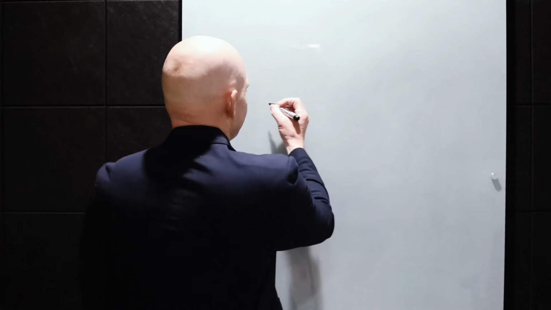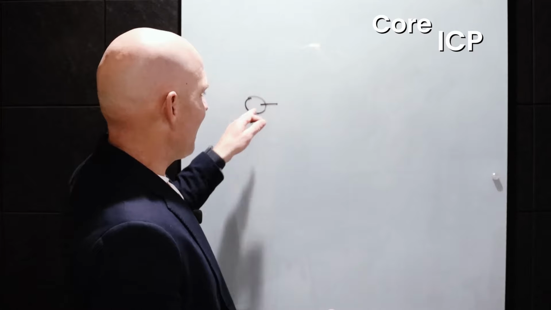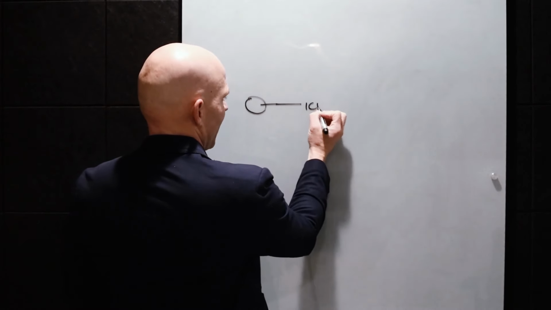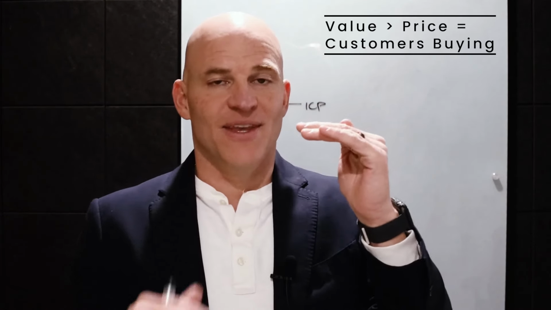I'm going to draw a bullseye here. This circle right here represents the core ICP of your business, right? This is your ICP. This customer right here is someone who understands your value proposition and they're willing to pay for it. That's very important to understand. Somebody could understand your value proposition, it could be very clear, but they're not willing to pay for it. Or somebody may have the money and the means to buy your products and services, but they just don't get the value prop. Remember, when value exceeds price, customers buy. When price exceeds value, customers don't buy.